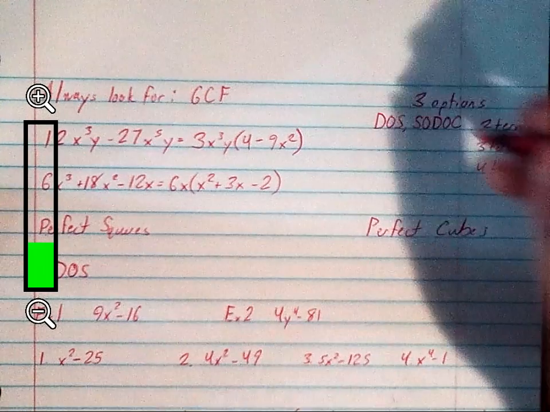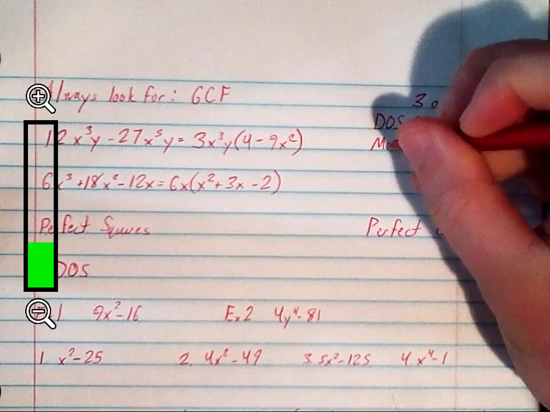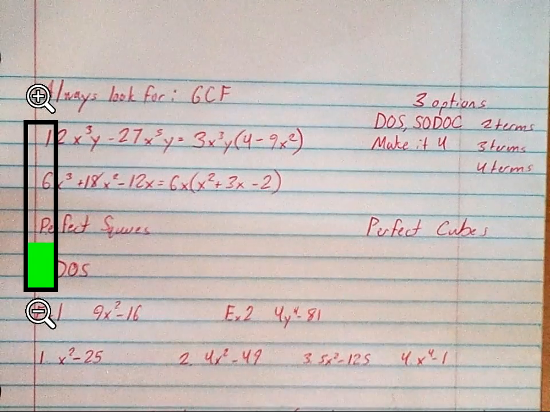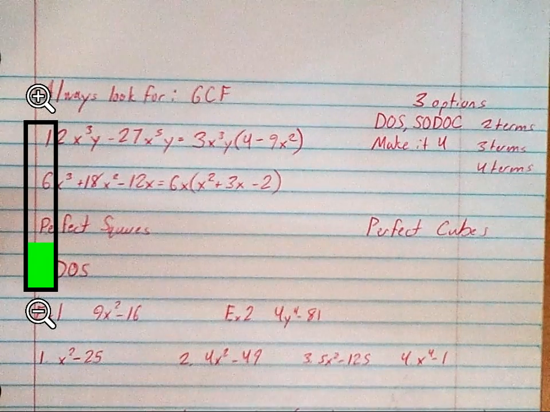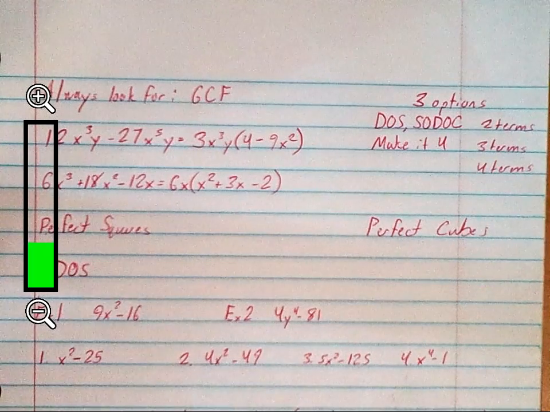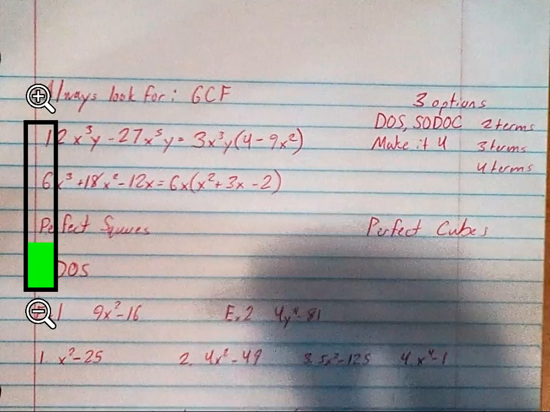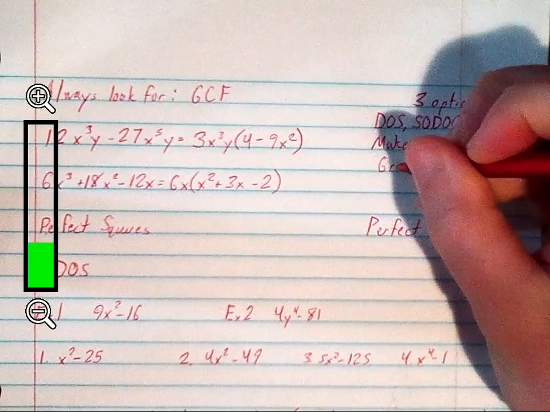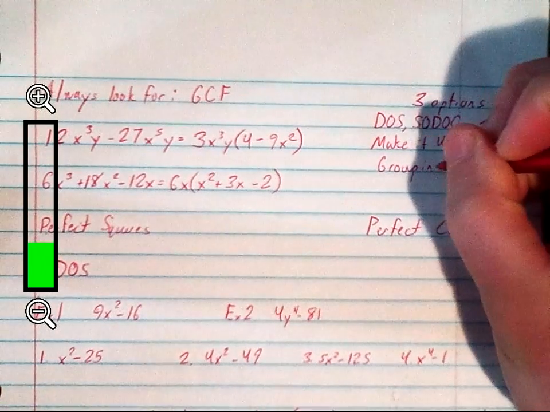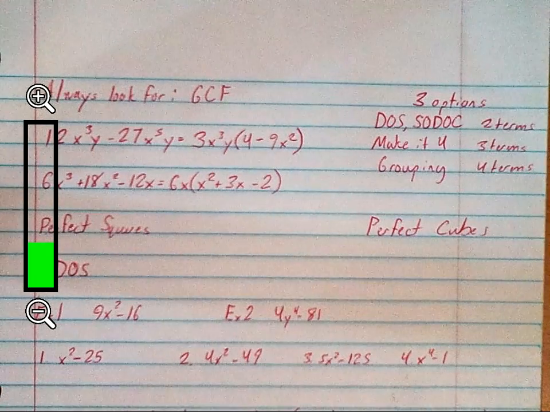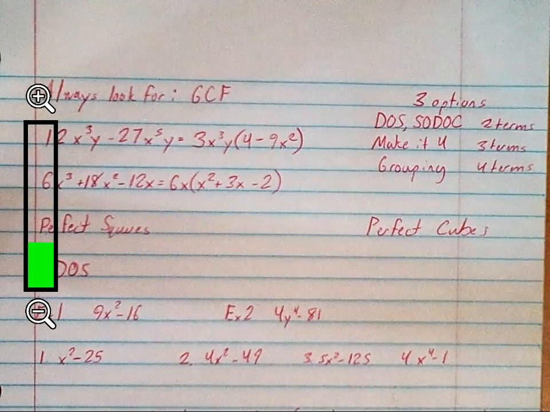If there's 3 terms, you want to make it 4. That's what we were doing yesterday as part of our steps. We want to make it 4 terms in order to better factor it. And if it's 4 terms, then we want to solve by grouping.